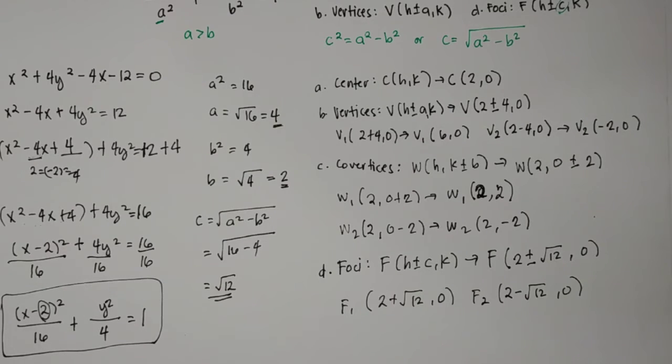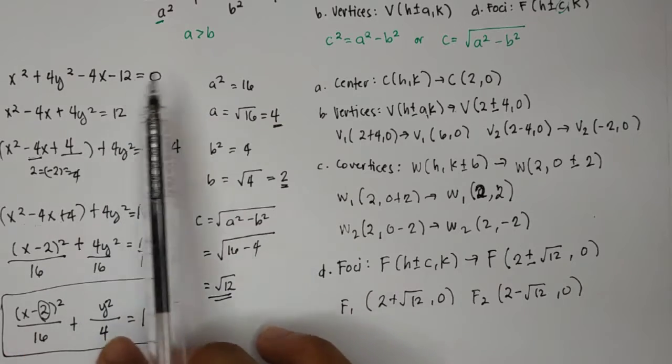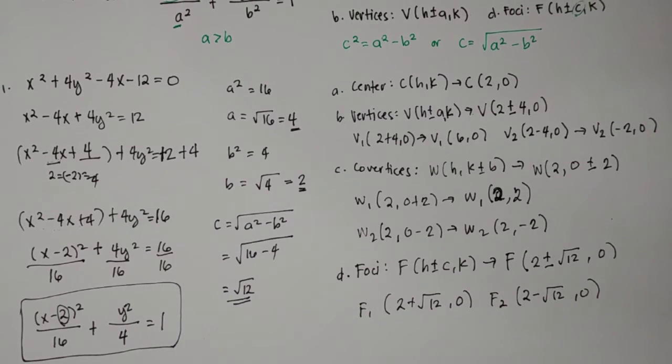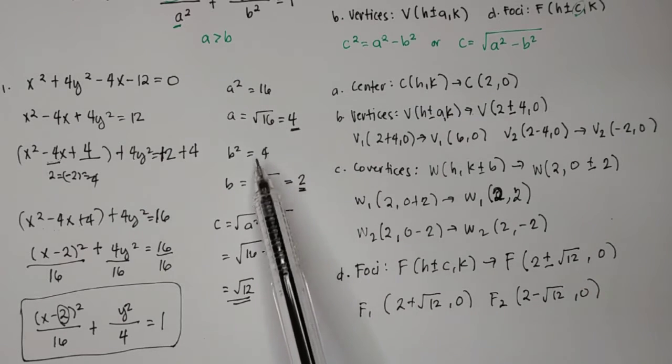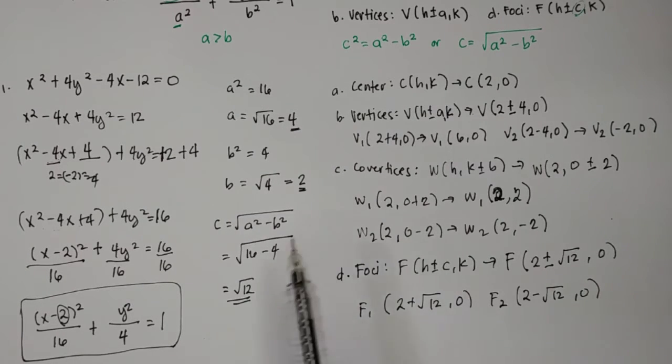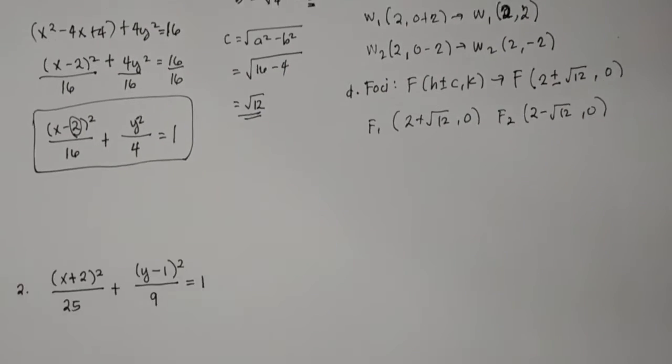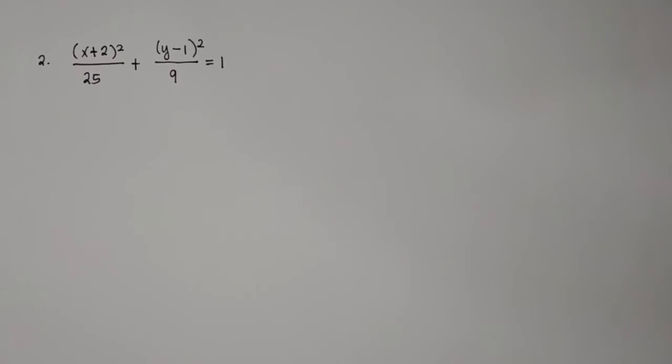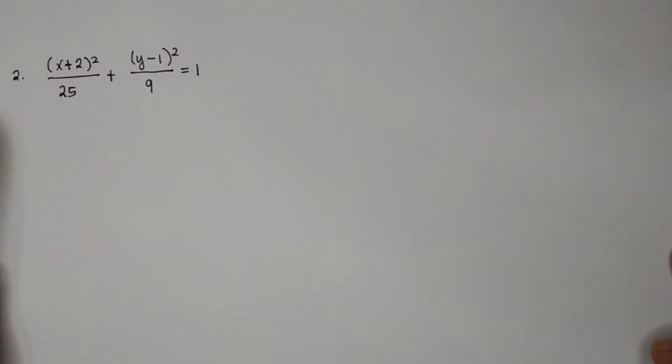So, let's proceed naman sa example number 2. So, again yung sa example number 1, galing tayo sa general equation. Transpose natin siya, or convert natin siya to standard. Then, hinanap natin yung a, b, at c. Then, we find our center, vertices, co-vertices, and our foci. Proceed tayo with our example number 2. We have here our example number 2. So, remember na naka-standard form na tayo. So, ano yung first natin gawin?